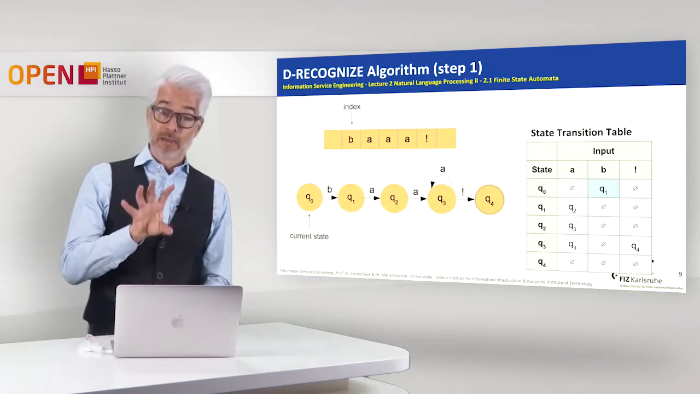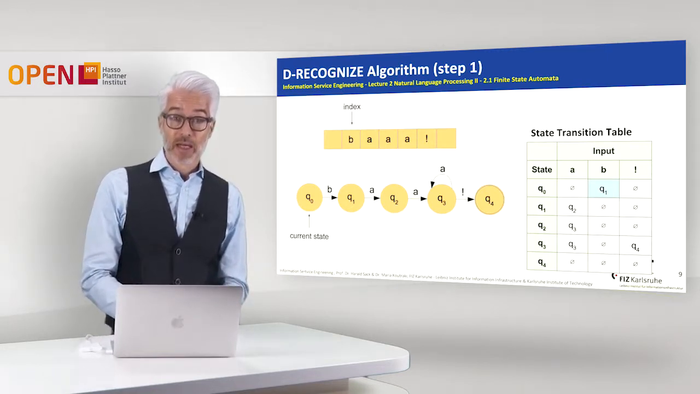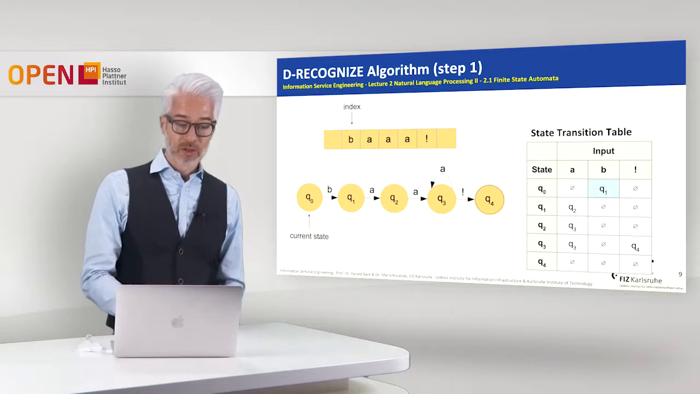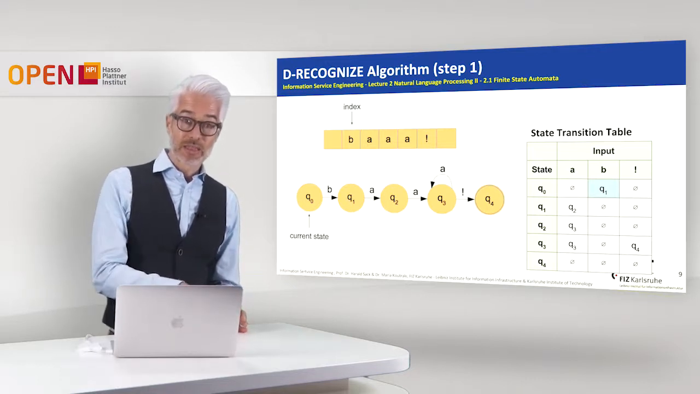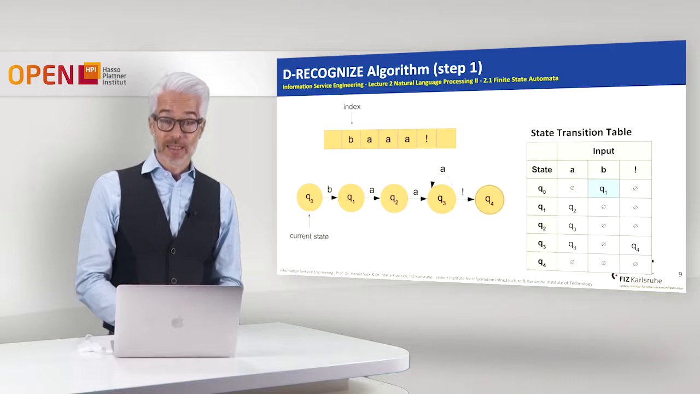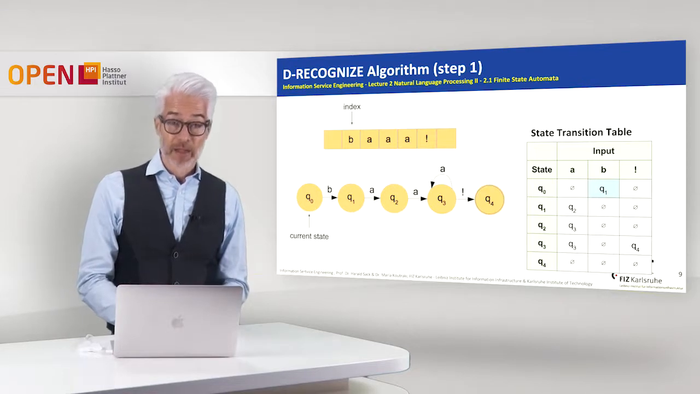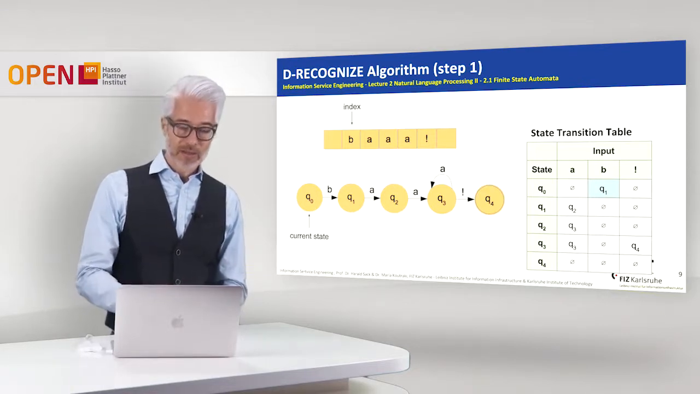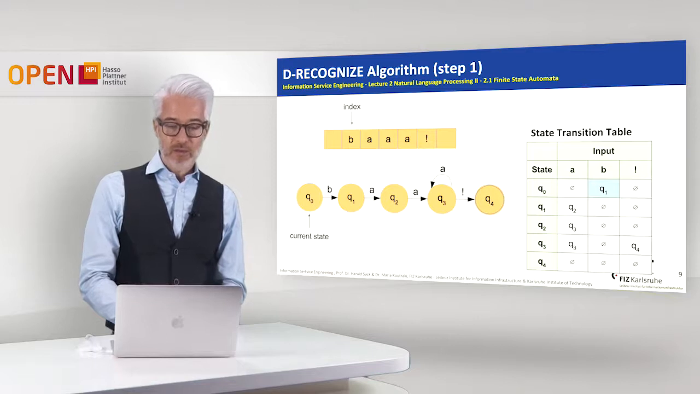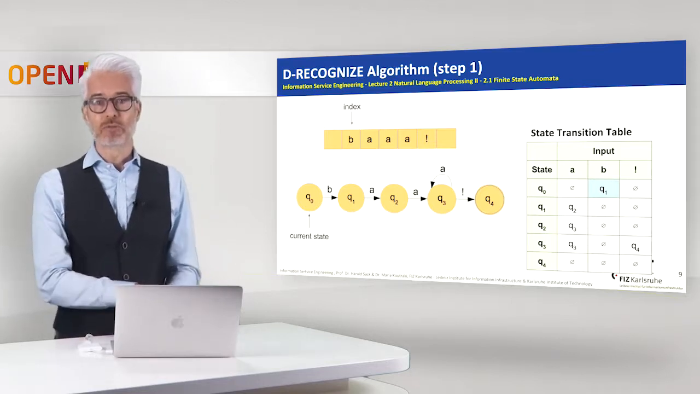Okay, now let's go to the further analysis of a finite state automaton. How does it work? It works with a so-called D-recognize algorithm, and I will show you the algorithm that usually works when an input string is read by a finite state automaton. We start in the very first state, the initial state, which is Q sub 0 and which is right now our current state. We begin to read the input string at the pointer called the index. Current state is Q sub 0, index is B, and then we go to the state transition table and look: if we are in state Q sub 1 and we read input B, what happens then?